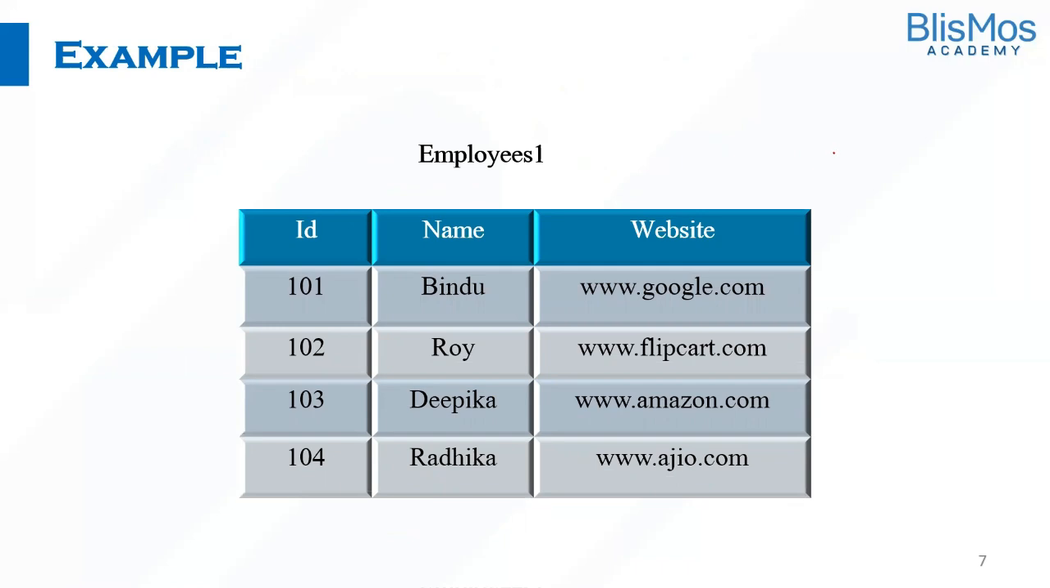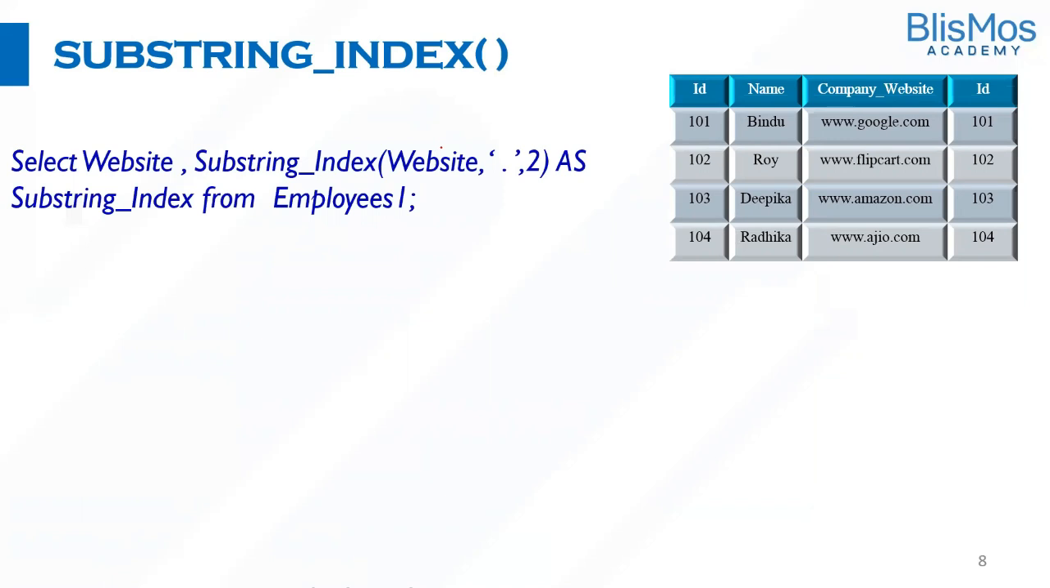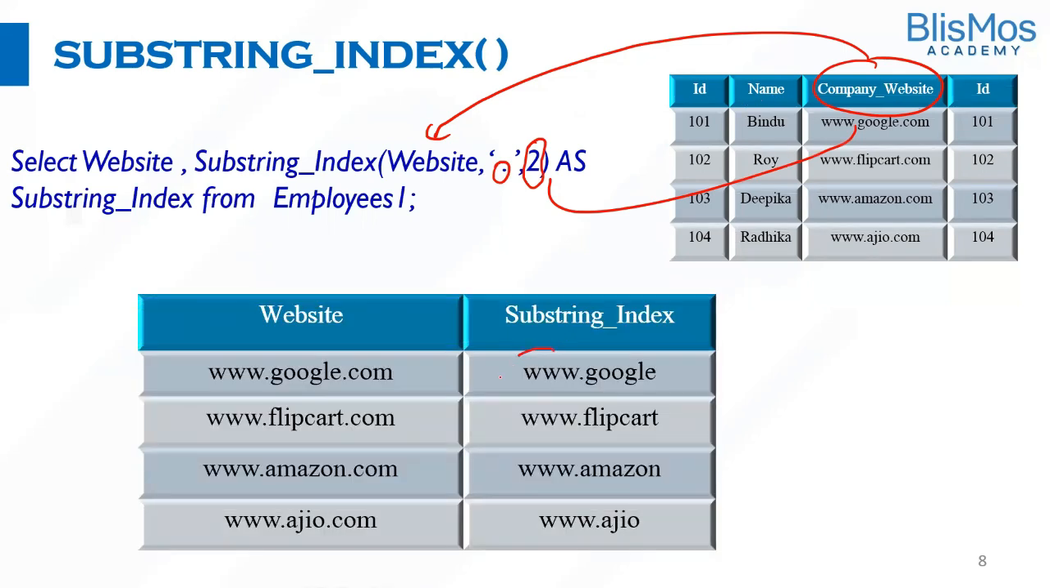We can also use substring index to extract substrings from the values in different columns in a table. Here we have 3 columns, and the third column happens to be a website URL. The way we can apply it here is website is the column name. I am passing that as an argument to the function. Then the delimiter is dot, and I want the delimiter to be repeated 2 times. Then we'll get this particular result.